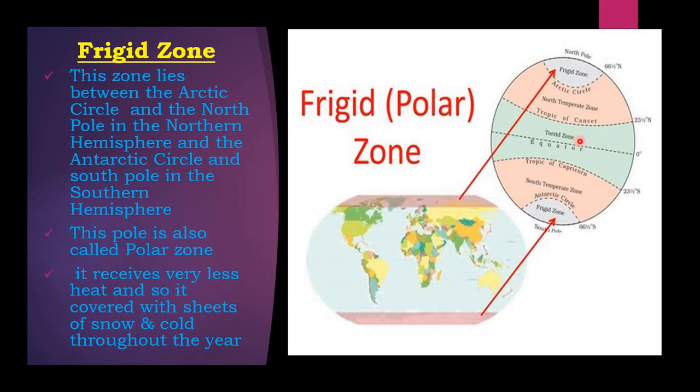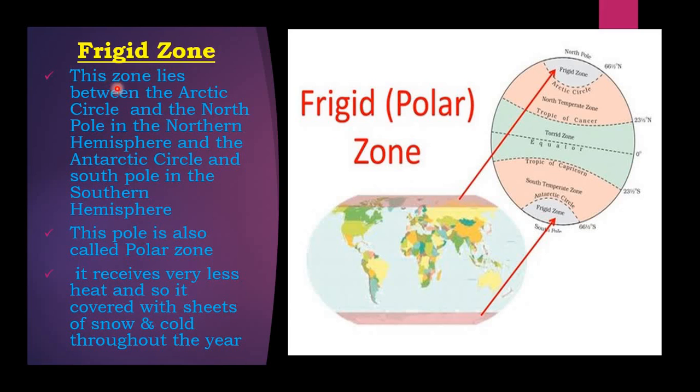This is the equator, and the torrid zone is here. Then the Arctic circle, the north temperate zone, and the Tropic of Cancer. When it comes towards the southern hemisphere, we have the Tropic of Capricorn, the south temperate zone and the Antarctic circle. So this is the frigid zone.